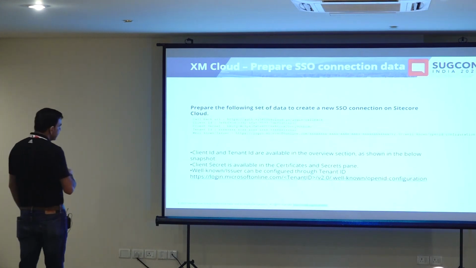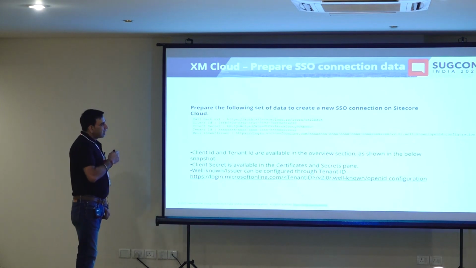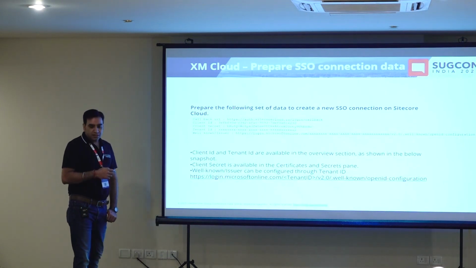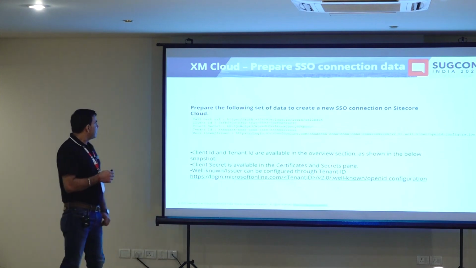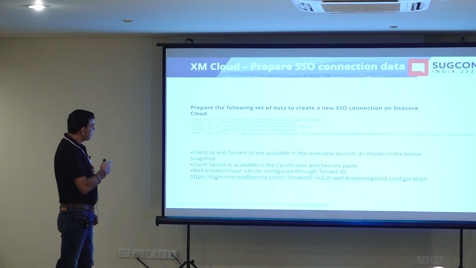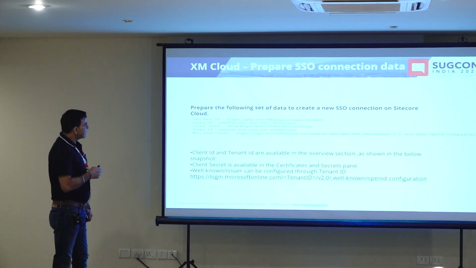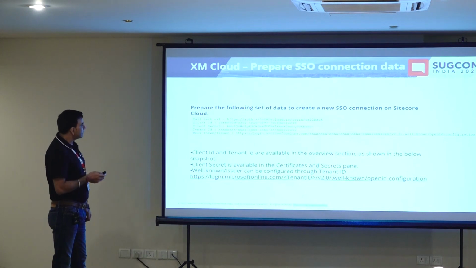Okay, this is the important step. Here I have mentioned which entries I may require to set up the SSO connection. For example, callback URL, which in the last presentation we have already captured with the web. I have to maintain this one. Client ID, client secret, and tenant ID. We have already captured the client secret key.